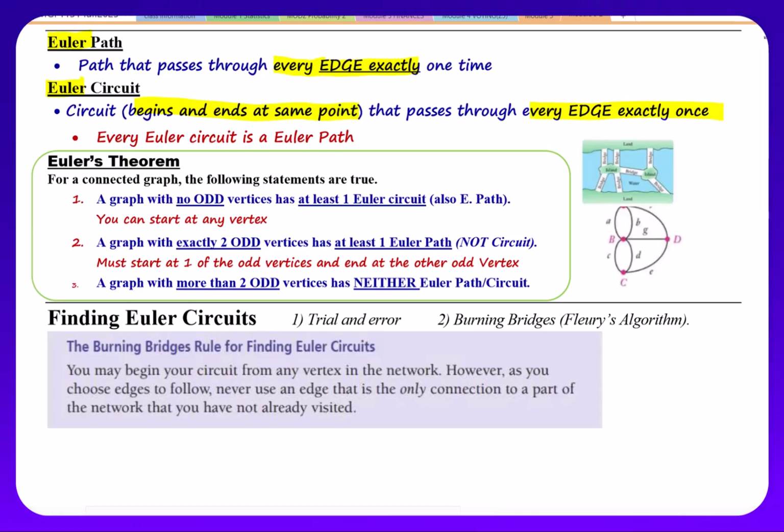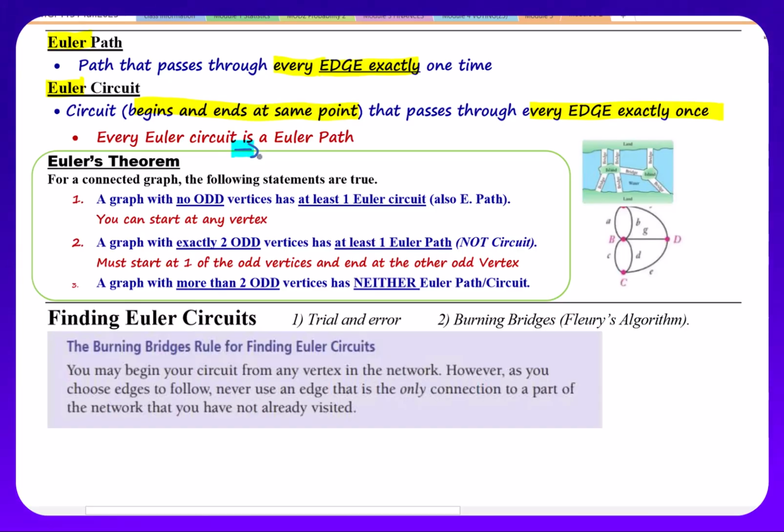Every Euler circuit is also an Euler path, so it always goes in this direction, left to right. If you know it's a circuit, it's also a path, because remember, a path means it covers every edge. A circuit just adds to it that we have to start and stop. If we have an Euler path, it doesn't mean it's an Euler circuit.